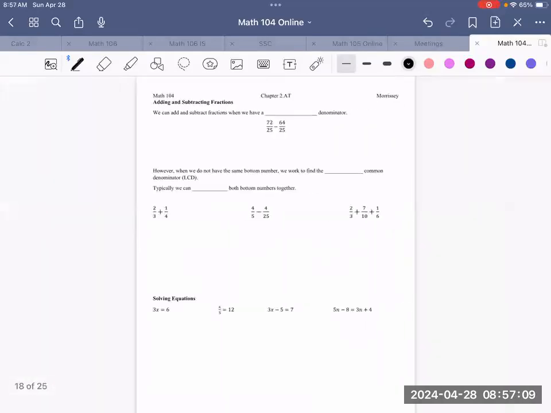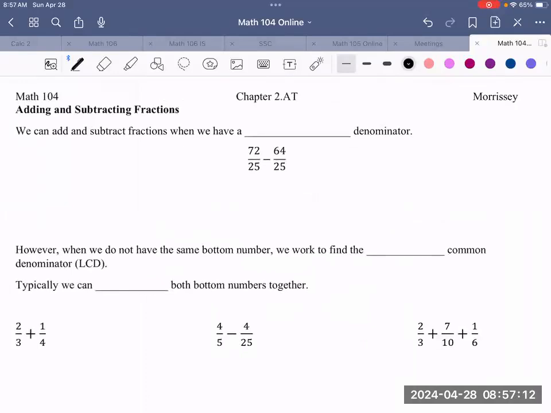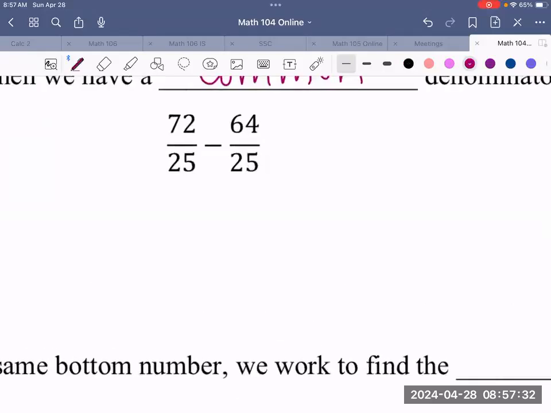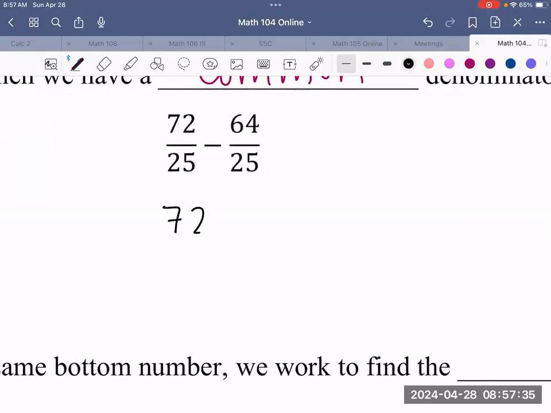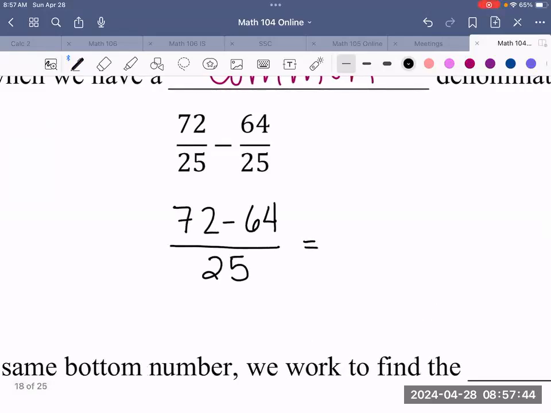Now let's do something slightly harder where we are adding and subtracting fractions. We can add and subtract fractions when we have a common denominator. Notice that your bottom numbers both have a 25 in common. So now we're just asked to subtract your numerators. We can go ahead and subtract 72 minus 64. Because they have a common denominator, this is all over 25, which means we'll get 8 over 25. And since that doesn't reduce, we would be done.